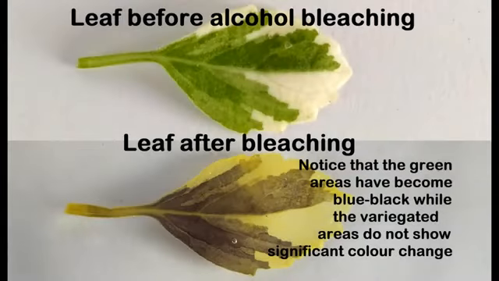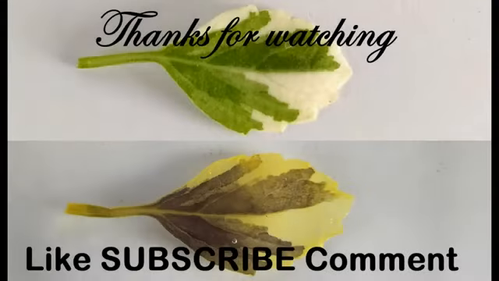However, the variegated spots on the leaf do not show any significant change in color except for a faint brown iodine color. This is a negative test for starch and thereby photosynthesis. This simple experiment clearly demonstrates that chlorophyll is an absolute essential for photosynthesis to take place in a plant.